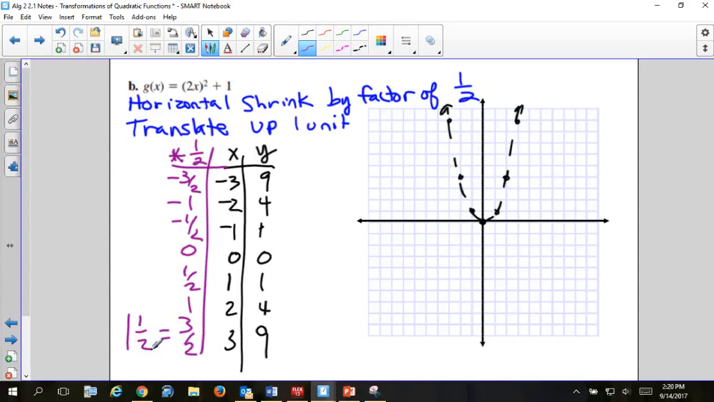And then translate up 1 unit. Up means vertical or horizontal? Vertical. So is that the x or the y? That's the y. So on our y side, we will add 1 to all of our y values. 10, 5, 2, 1, 2, 5, 10. Oh, and they're symmetrical.